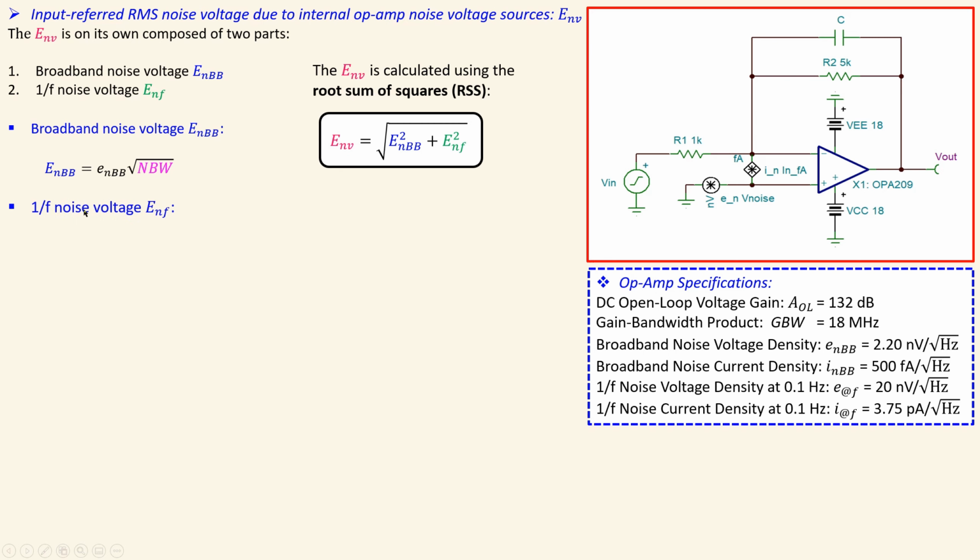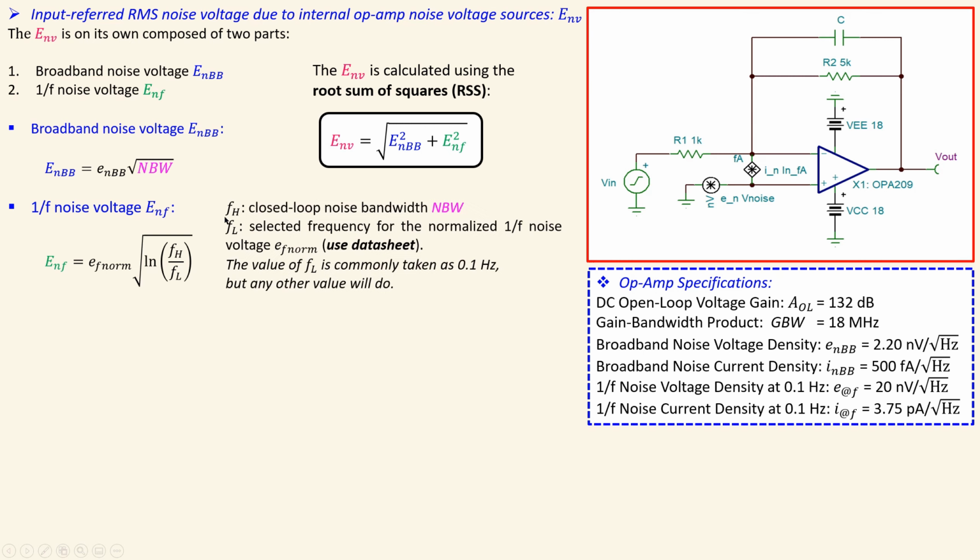Okay, the 1/f noise voltage is given by this expression, which is a normalized noise voltage for the 1/f noise part. We have the upper frequency and the lower frequency. This upper frequency, or upper cutoff frequency, is also defined as the closed loop noise bandwidth. So we will just substitute the noise bandwidth in here. The F sub L is the selected frequency to calculate your 1/f noise voltage shown here.